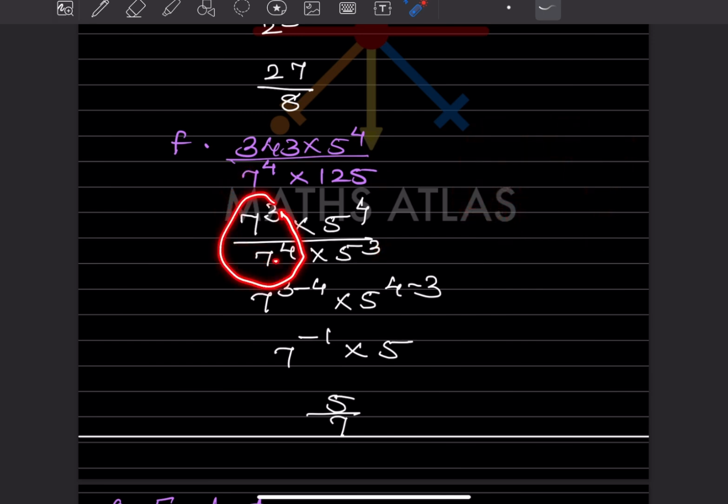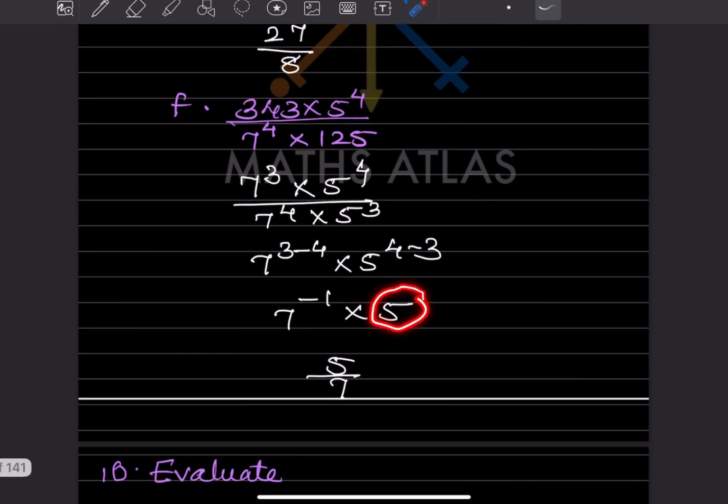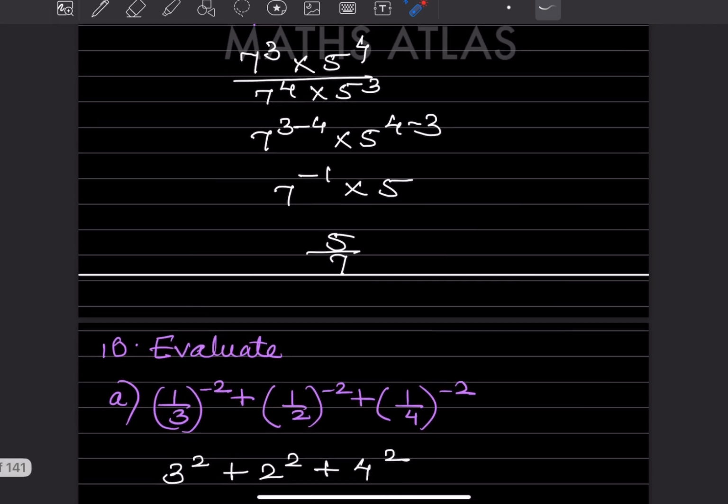That will be 3. Here we are going to use the law, a raised to m divided by a raised to n, that will be minus 3 minus 4. Again for this the same, that is going to be 4 minus 3. So this will be minus 4 plus 3, that is going to be minus 1. And here 5 raised to 1, we can also just write as 5. So here now we can write this as positive 1. And now 7 raised to minus 1 is going to be 1 by 7 to make it positive. So the answer is 5 by 7.